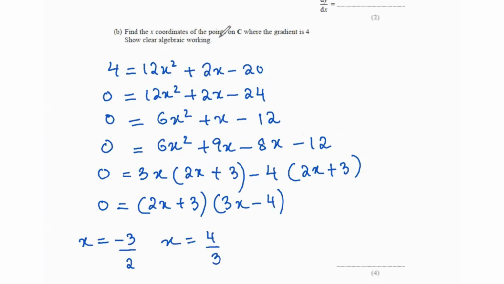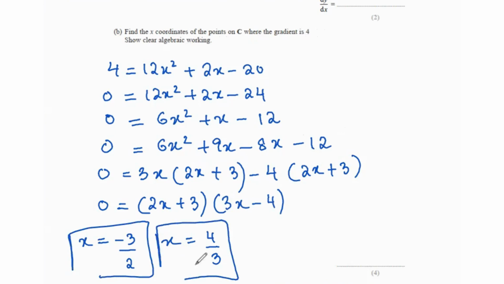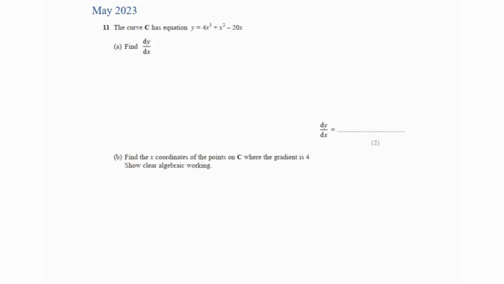So find the x coordinates of the points on C where the gradient is 4, and these are the x coordinates of the points at which the gradient is 4. Simple as that. And with that, we're done with our differentiation questions.